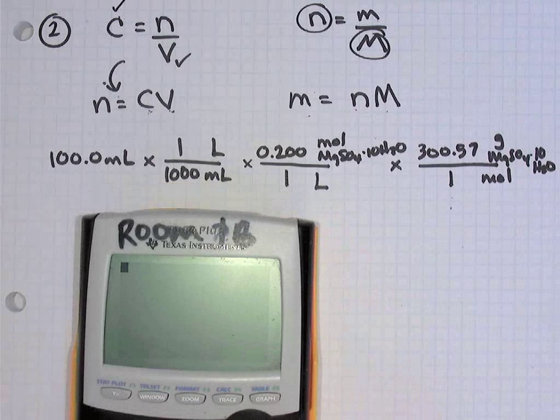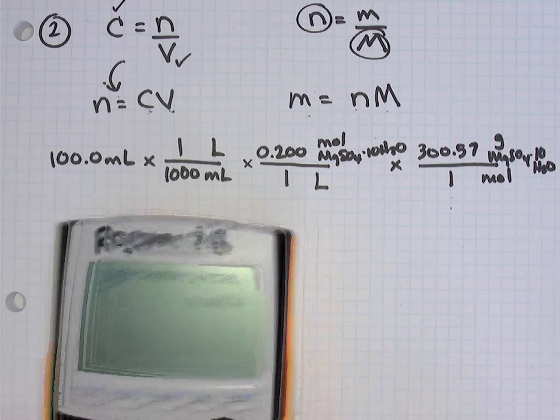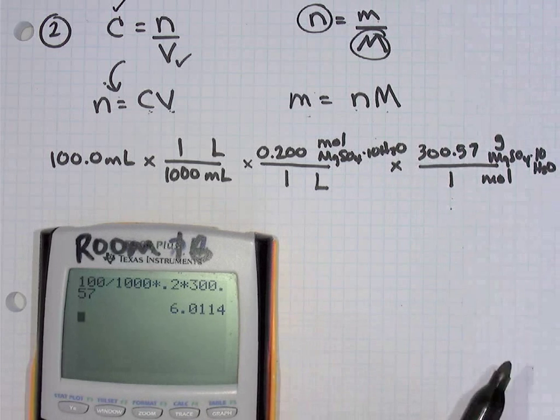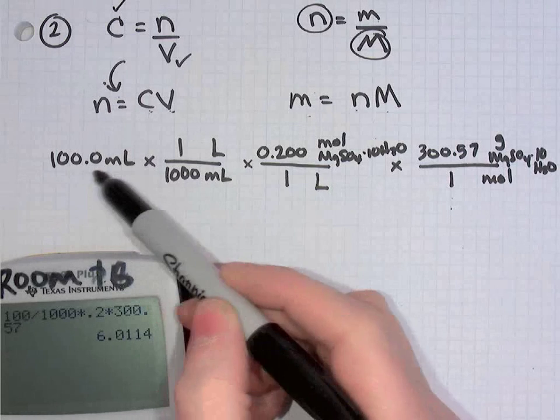Alright, so here we go. We have 100 milliliters divided by 1,000 times 0.2 and times 300.57. I need 6.0114 now grams. Now there's 4 significant digits in this volume.